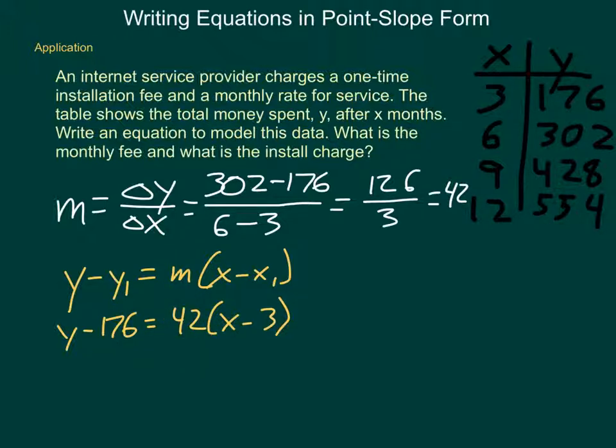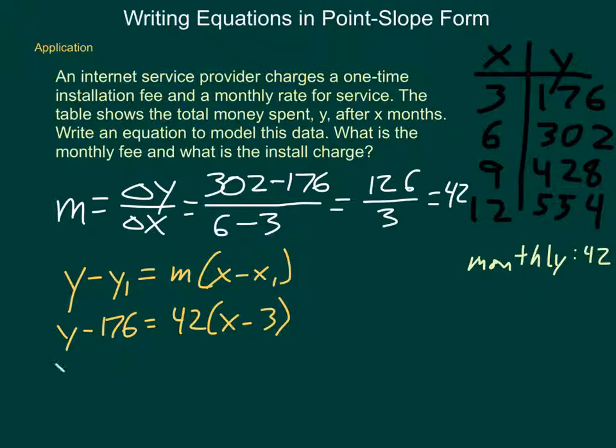So on the side, monthly fee comes out to be $42. But in point slope form, I can't see what my basic install charge is. To get this, I will have to convert it over to a slope intercept equation.